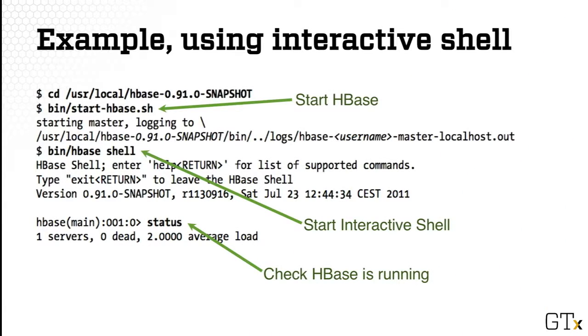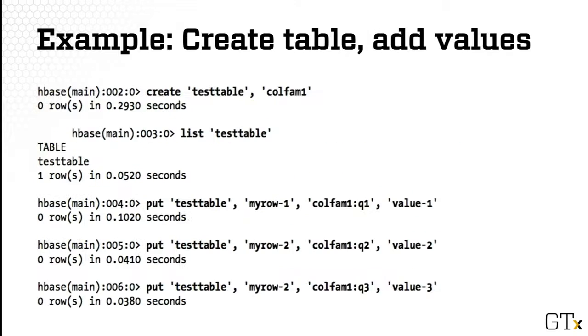To use the interactive shell, you'll first start HBase, and then you launch the shell. You can use the status command to check that HBase is running. Next, we create an HBase table called test table with one column family. Note that column families should be defined when a table is created.